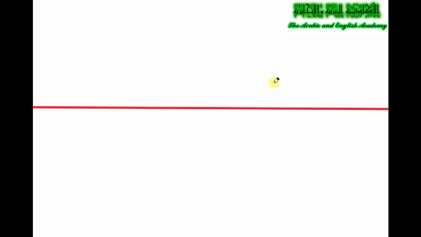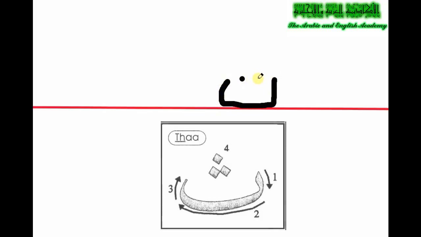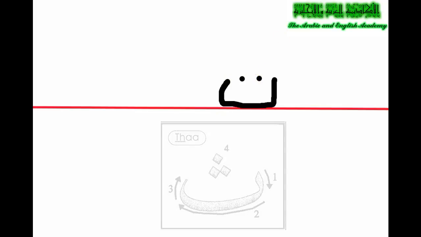And its initial form is very similar to the ta. We have the 2 curves and even the 2 dots. However, we're going to add an additional dot over the 2 other dots, just like that, as you can see. So it's very similar to the ta in appearance, except we add 1 extra dot over the two we have right here. That's how it looks in original form.